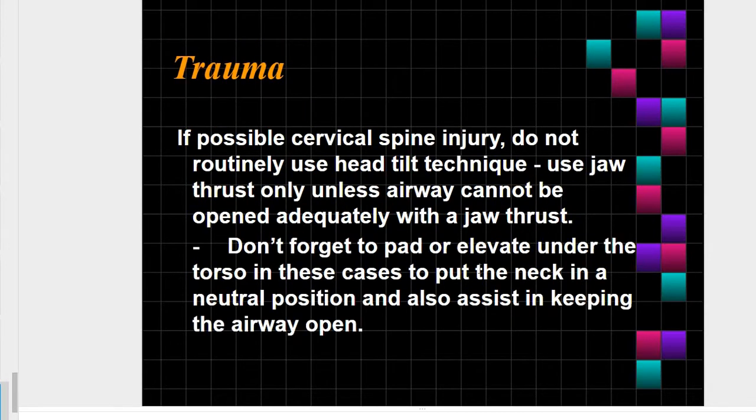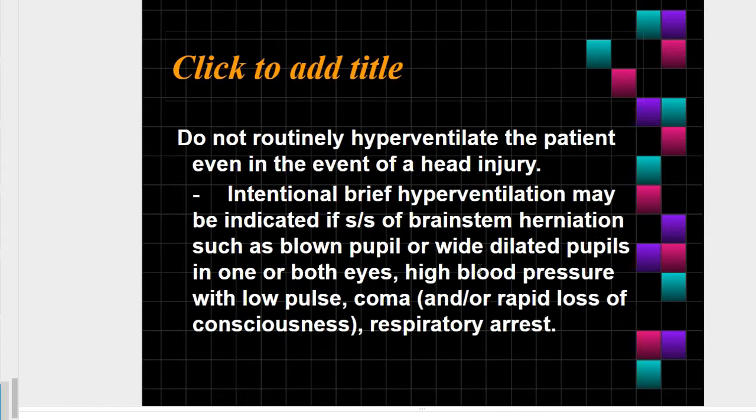Trauma. If based on the mechanism of injury or signs and symptoms there is possible cervical spine injury, do not routinely use the head tilt technique. Use jaw thrust only unless the airway cannot be opened adequately with the jaw thrust. And don't forget to pad or elevate under the torso to keep that head and neck in a neutral position. That will help keep the airway open.